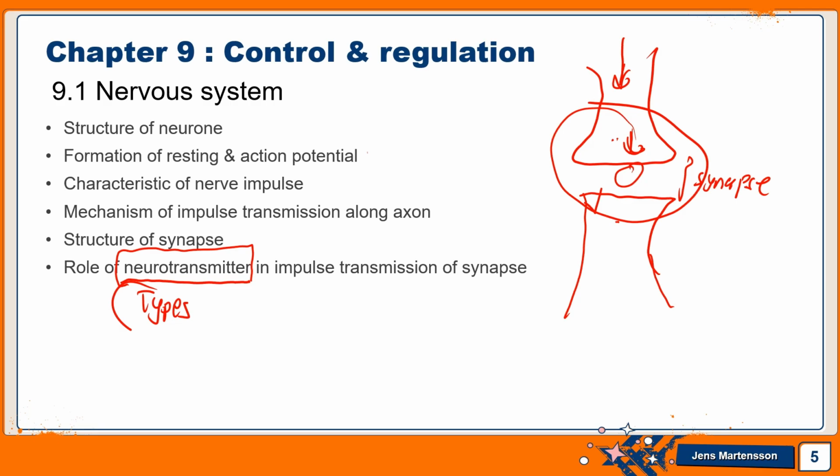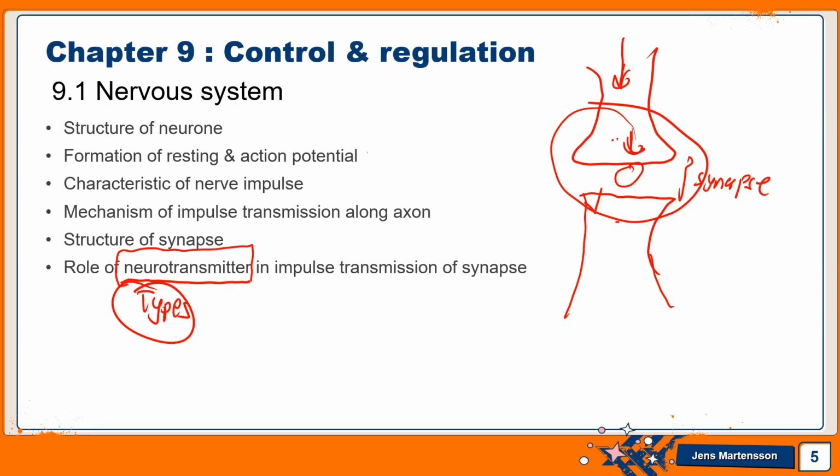There are several types of neurotransmitter you have to know, and they are named also. You have to memorize it, because maybe in a structured question it will come out, asking you to name one type of neurotransmitter and where. Because in the brain there is one type of neurotransmitter, and in the body another type. You have to know that.